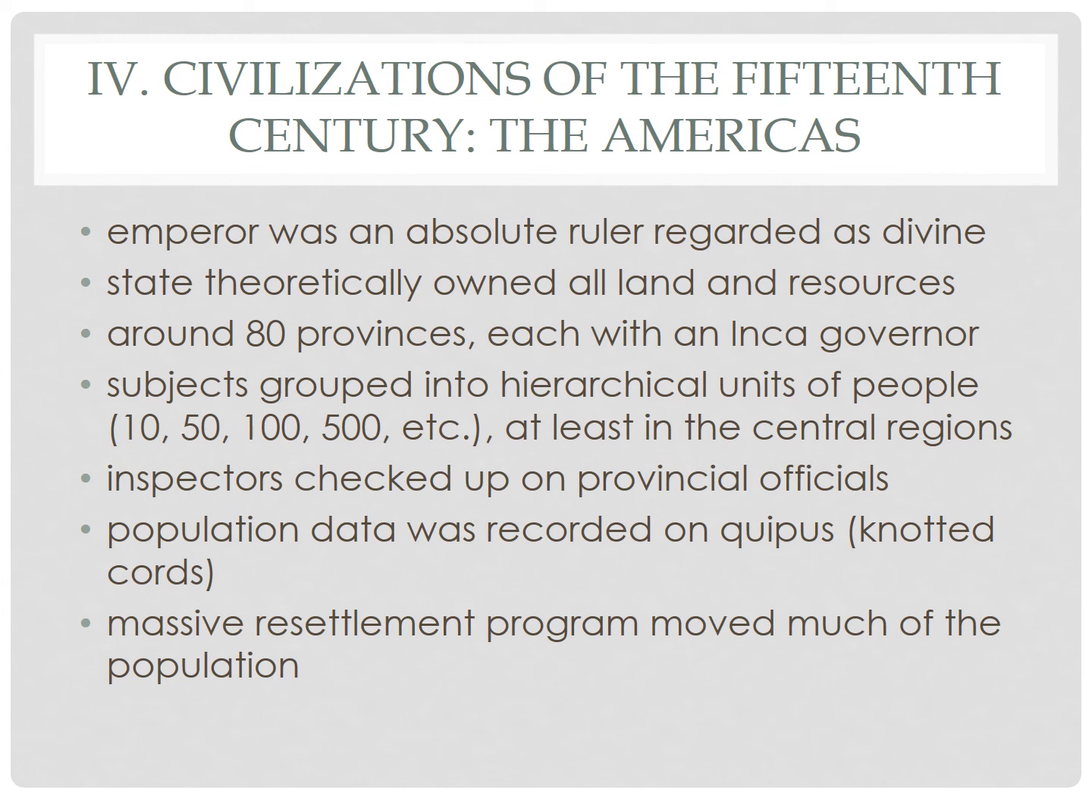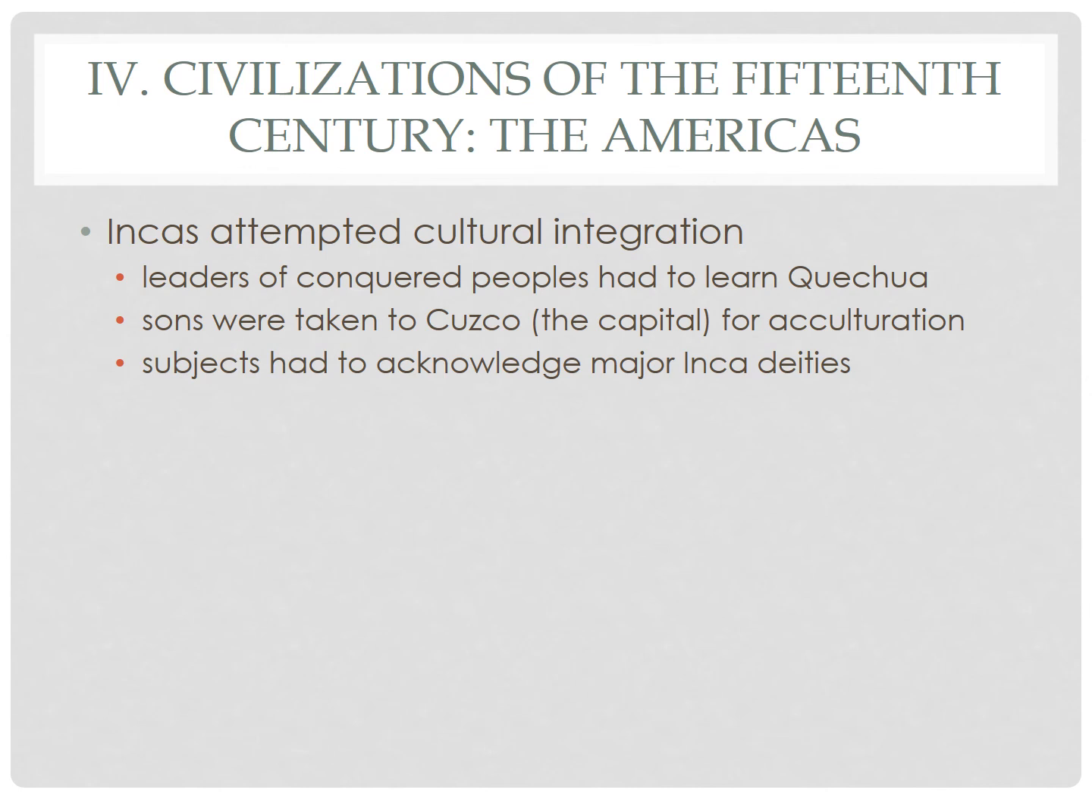Inspectors would come in and check up on provincial officials to make sure that nobody was plotting some sort of rebellion. They took population data and recorded it using knotted cords. So they didn't have a system of writing, but they did have record keeping. And a massive resettlement program moved much of the population. And so there are going to be some unsettled parts of the population by the time the conquistadors come in.